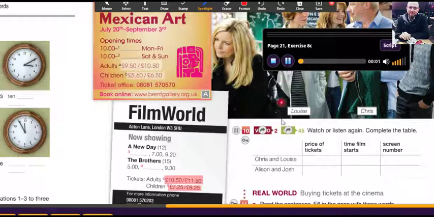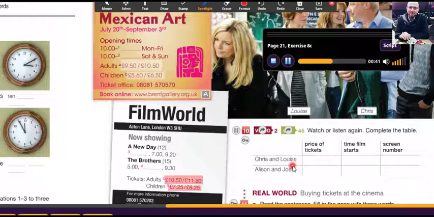Track 44. A. Thank you for calling Brent Gallery. We're open Mondays to Fridays from 10 a.m. to 6:30 p.m. and on Saturday and Sunday from 10 a.m. to 4:30 p.m. The exhibition now showing is Mexican art. Ticket prices are £9.50 for adults and £6.50 for children. For more information about the exhibition, go to our website at www.brentgallery.org.uk.